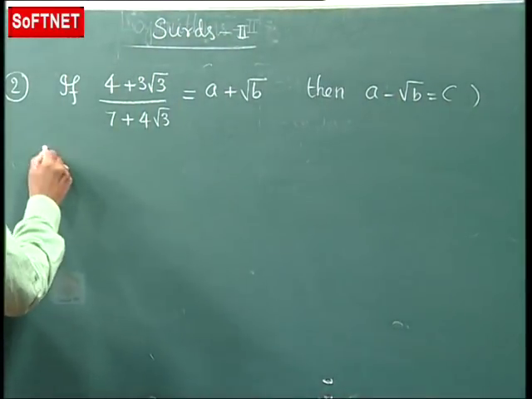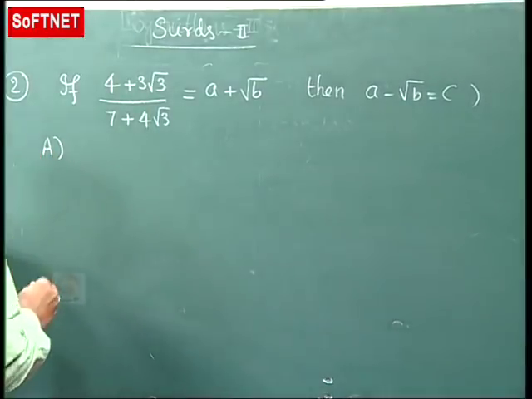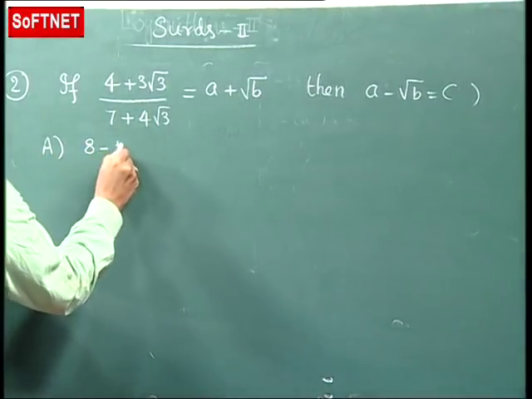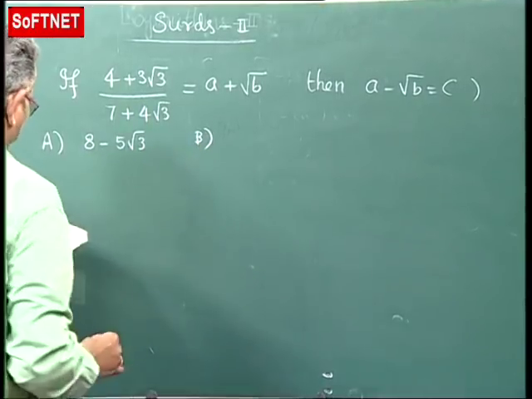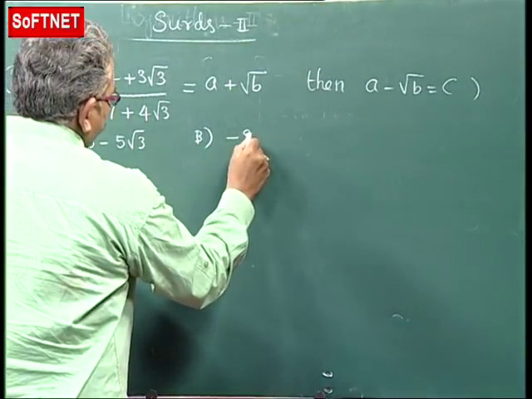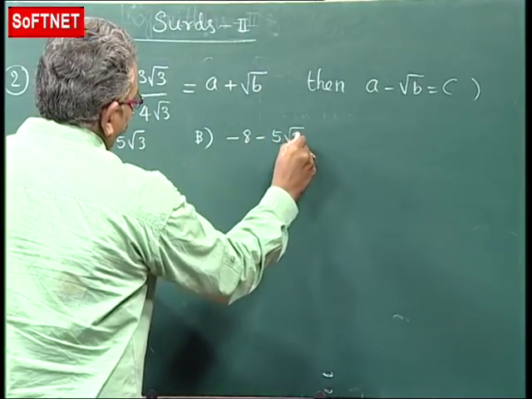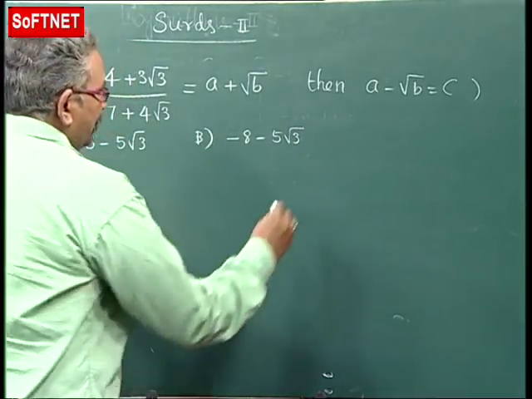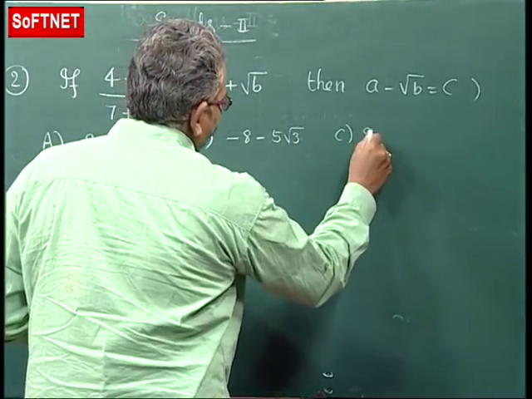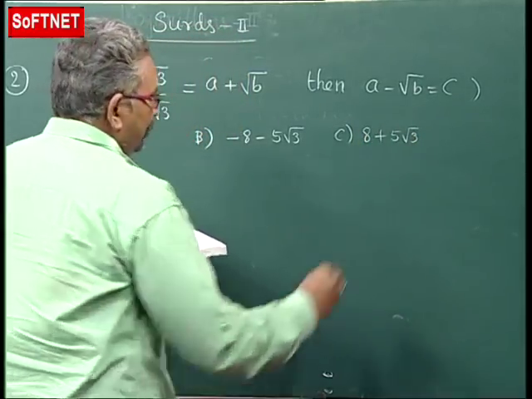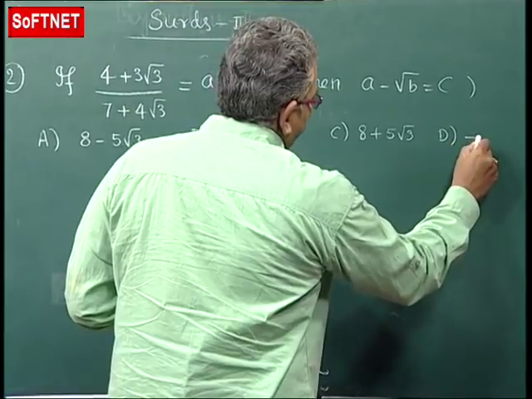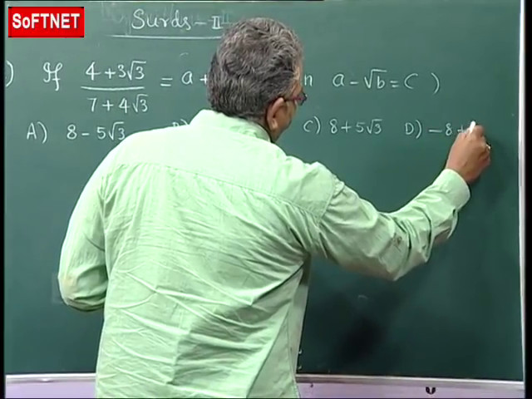here: A, 8 minus 5 root 3; B, minus 8 minus 5 root 3; C, 8 plus 5 root 3; D, minus 8 plus 5 root 3.